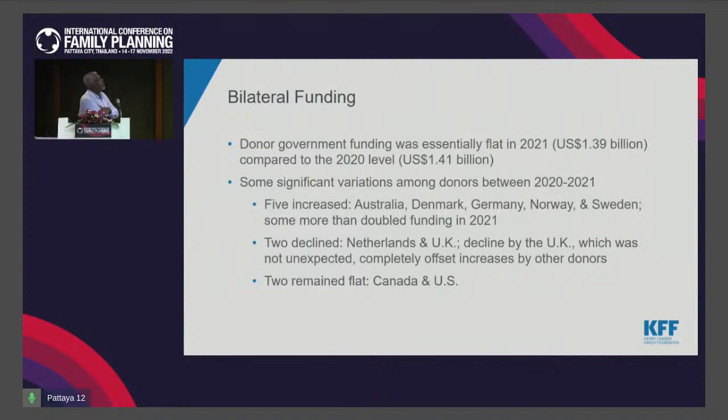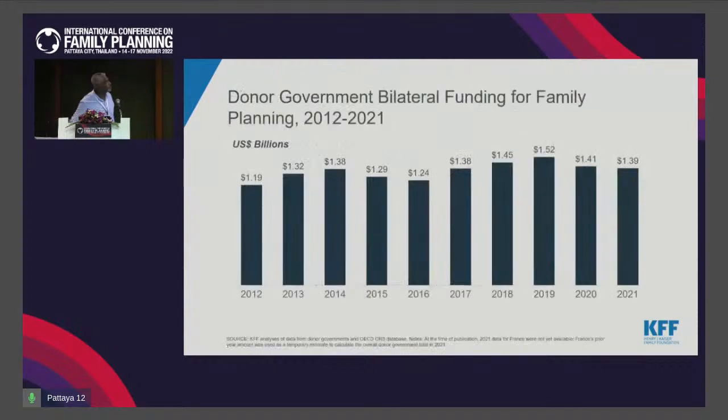5 have increased: Australia, the list is here, Denmark, Germany, Norway, Sweden, and some more than doubled their funding in 2021. And 2 of them have declined, which is the Netherlands and the UK. The decline by the UK was not unexpected. I think it's part of the Brexit issues about reducing ODA funding. And that was completely offset by increases by other donors. And as mentioned earlier, the US and Canada basically stayed flat.